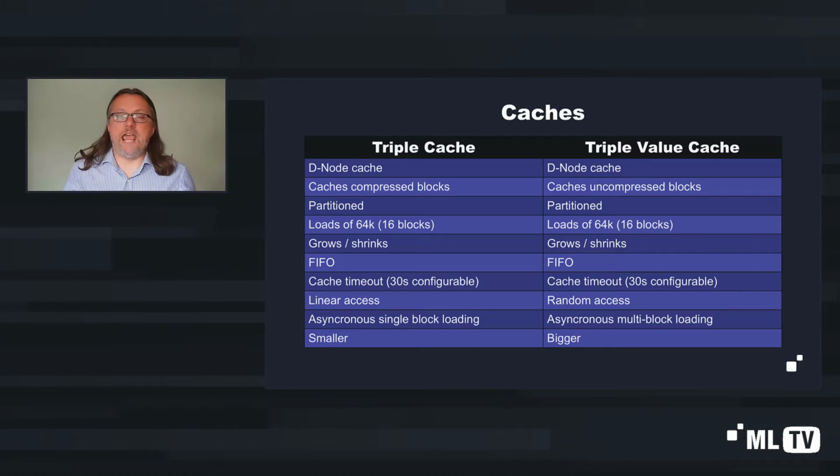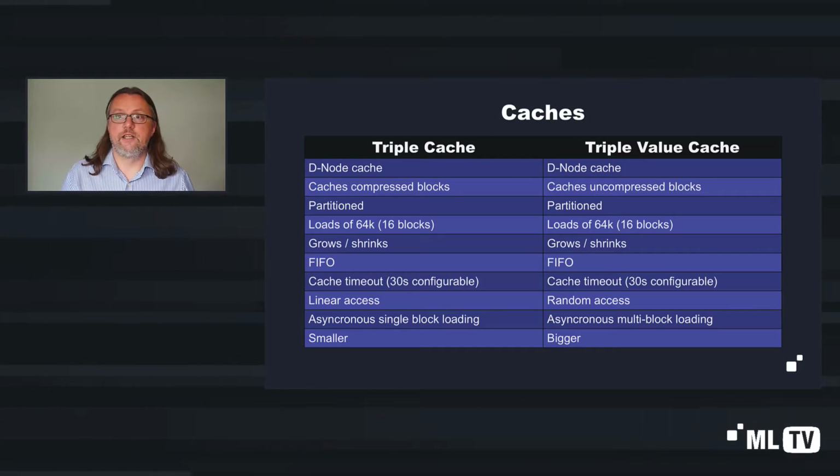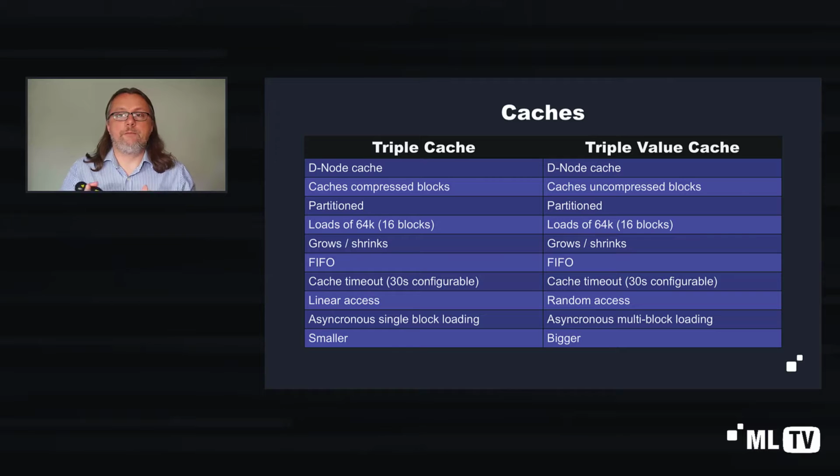So this is a table that compares how the triple cache and the triple value cache work. Mostly they work very similarly, but there are some differences. They're both D-node caches. They both just exist on the D-node where the data is. One difference is that the triple cache stores compressed blocks. So every time we read a block, whether it's in the cache or if it's come back from disk, we're going to decompress that.